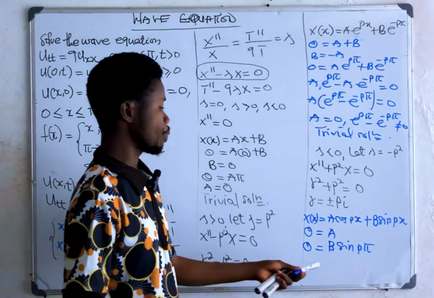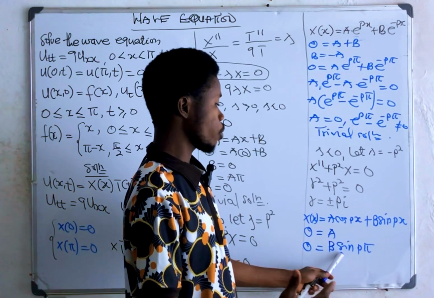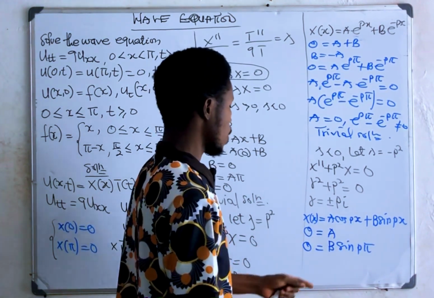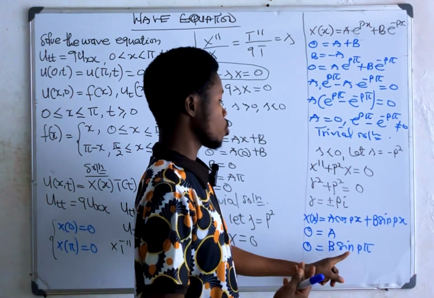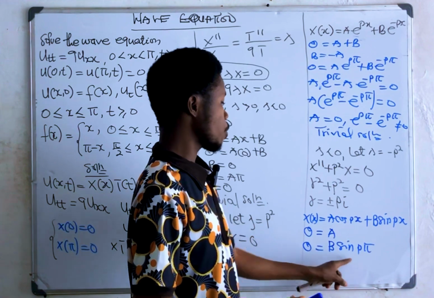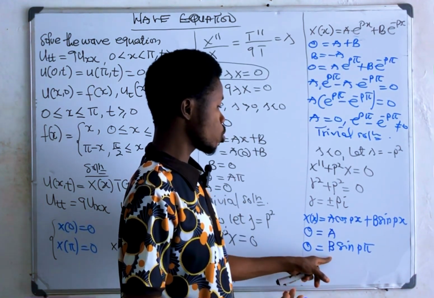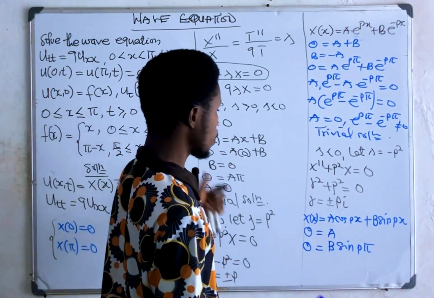But we are saying that, for obvious reasons, sine p pi will always be 0. But b can also be 0. But here, one of them should be 0, so you should take one. You should take the sine p pi so that b will not go to 0. Because if b goes to 0 and a is 0, you get another trivial solution. That means the problem cannot be solved.